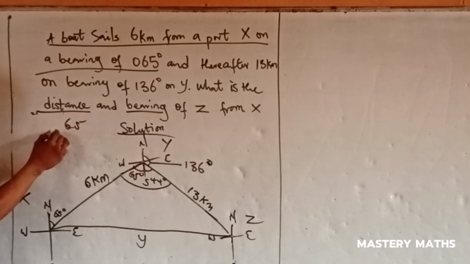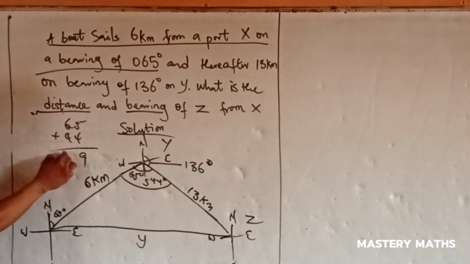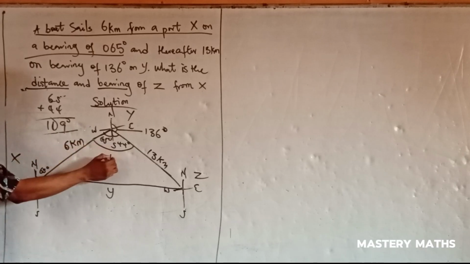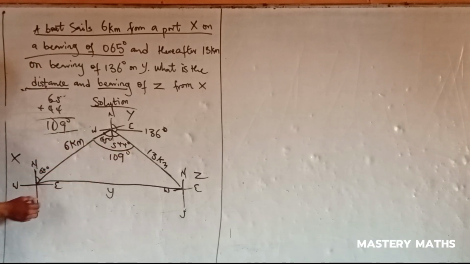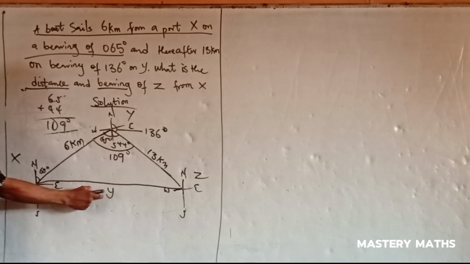So you say your 65 plus 44, which is 109 degrees. You have your 65 plus 44, which gives you 109 degrees. We've added all together, and it gave us 109 degrees. So having gotten this 109 degrees, with this degree here, we can get the distance here.